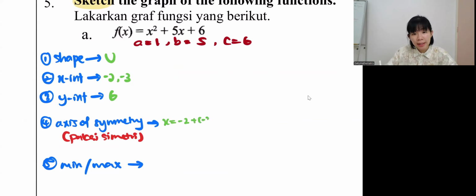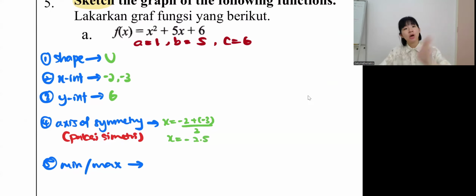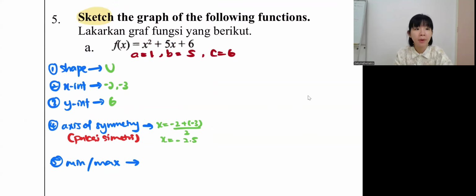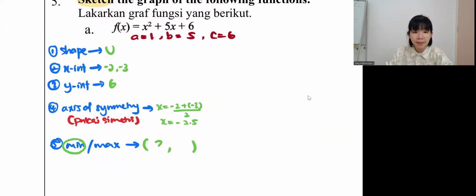-2 plus -3 divided by 2. Add together, divide by 2. So x is -2.5. So later, when you sketch the graph, make sure the middle of the graph is exactly at -2.5. Okay, last one. Guys, for this question, minimum point or maximum point? It is a happy face. If it's a happy face, it has the lowest point, so this is a minimum point. What are the x and y coordinates? Anybody can tell me the x coordinate?